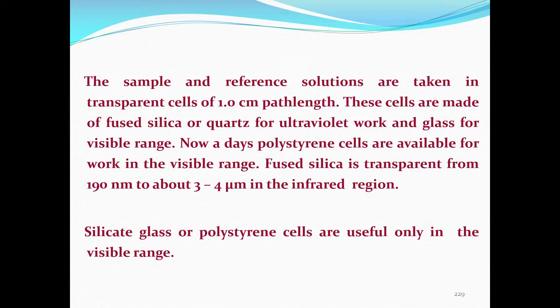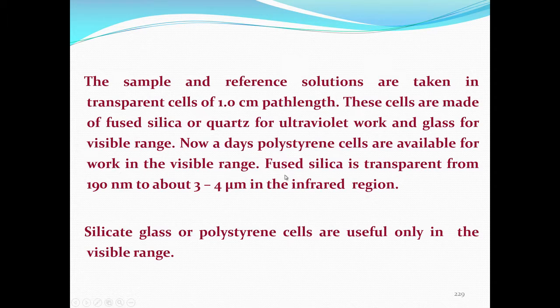Glass will be useful from 350 to 900 or 1100 or whatever we wish to measure in the visible region of the electromagnetic radiation. Nowadays there are some polystyrene cells which are also crystal clear and useful for work in the visible range. These cost hardly 2 or 3 rupees, and you can use them as throwaway cells if you are measuring bacterial cells and other things, but they are also useful for the visible range.